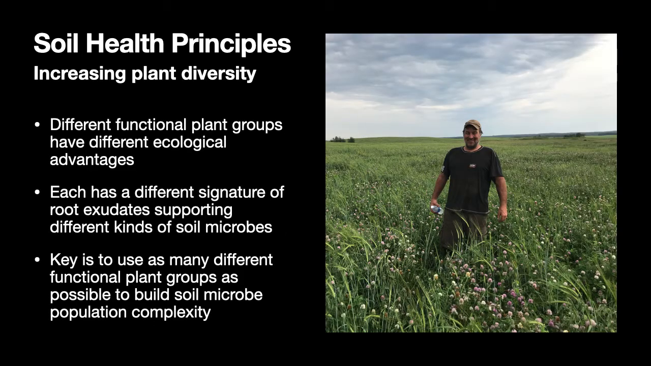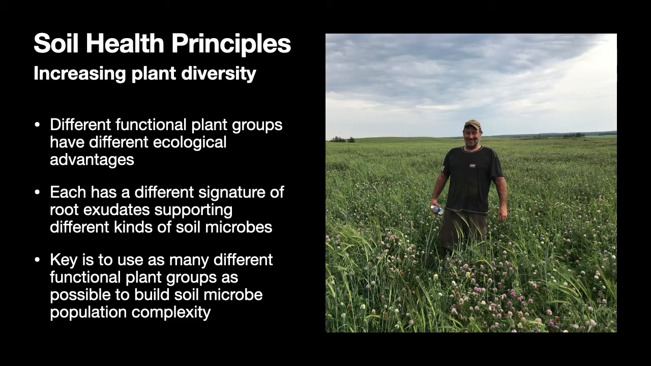Increasing plant diversity. When we start talking about plant diversity, the thing we want to be looking at is using different functional plant groups, because these different functional plant groups have different ecological advantages in our world. Each one of them has a reason why they grow. Each one of these functional plant groups, and it could even change from species to species within the group, will have a different signature of root exudates being released into the soil to support different kinds of microbes.